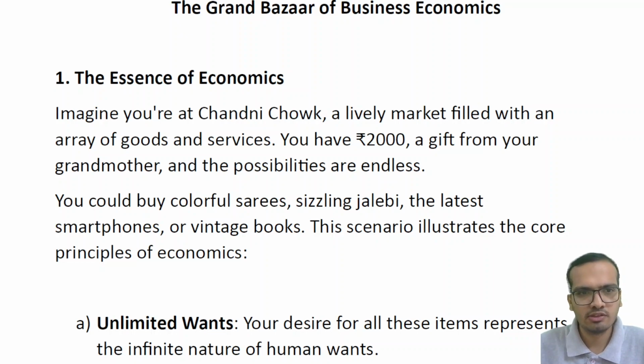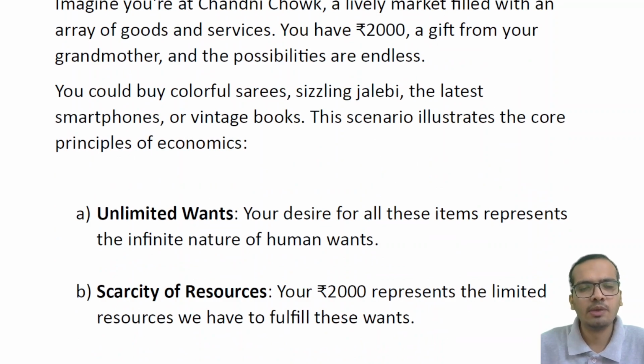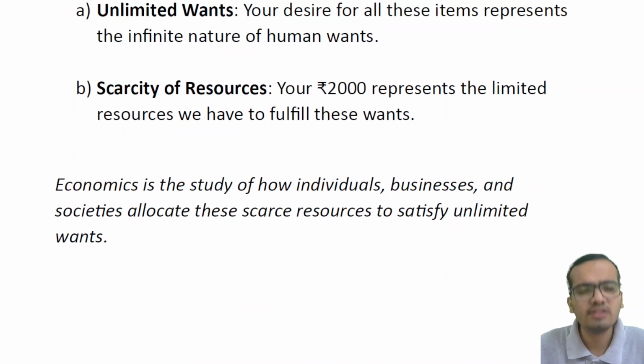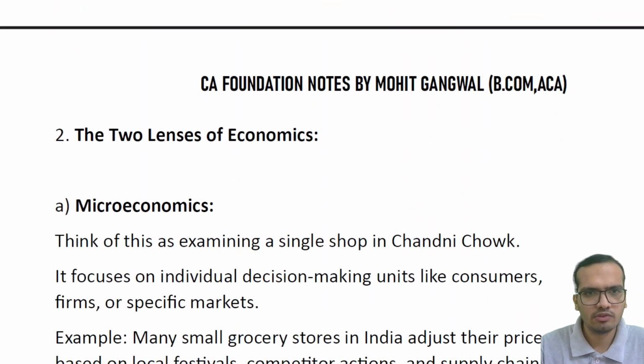This scenario illustrates the core principle of economics. First, you have unlimited wants. Your desire for all these items represents the infinite nature of human wants. And second, scarcity of resources. Your 2000 rupees represents the limited resources we have to fulfill these needs. So basically, economics is the study of how individuals, businesses and society allocate these scarce resources to satisfy unlimited wants.